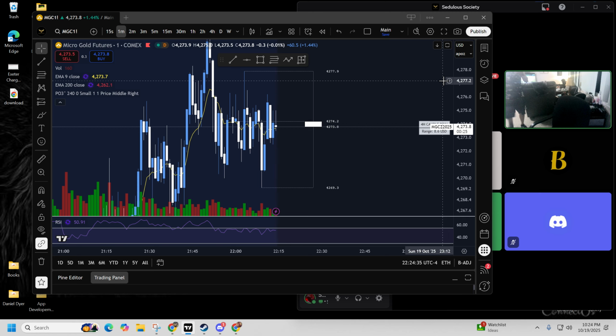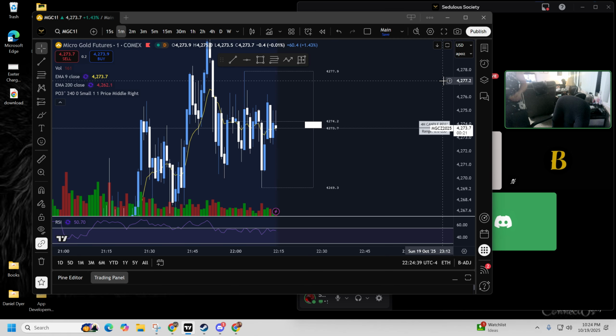You see how 1 minute candles affect the 15-minute candle? Because the 15-minute candle is still up on there.